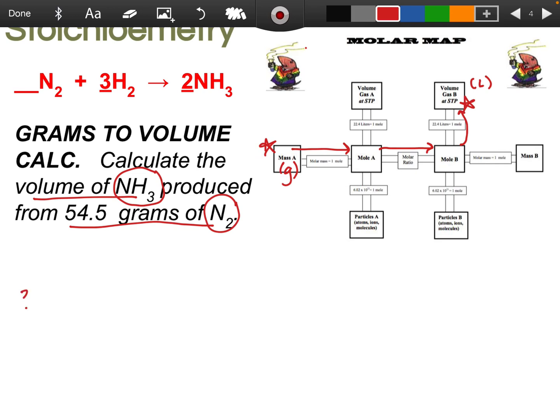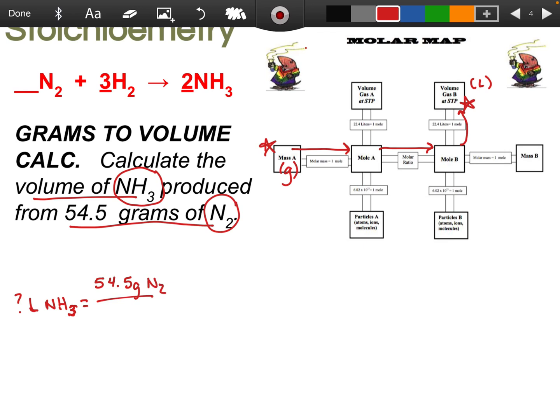So we would have our question mark, to start off the problem, we would have question mark liters of NH3. Oops, my pen isn't working very well. There we go. And we would always start with the number given in the problem.